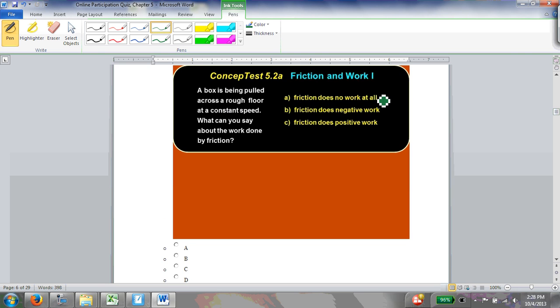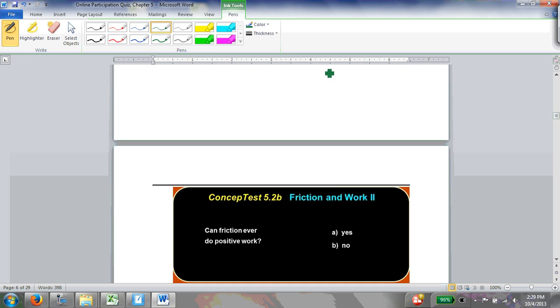A box is being pulled across a rough floor at a constant speed. What can you say about the work done by friction? Well, I'm pulling it. My velocity is in this direction. My kinetic friction is in that direction. So the work done by the kinetic friction is F k d times the cosine of the theta between the two. So since my velocity is in that direction, my displacement's in that direction. That means that theta equals 180, and cosine of 180 is -1. So this is negative F k d. So that means it does negative work, B.